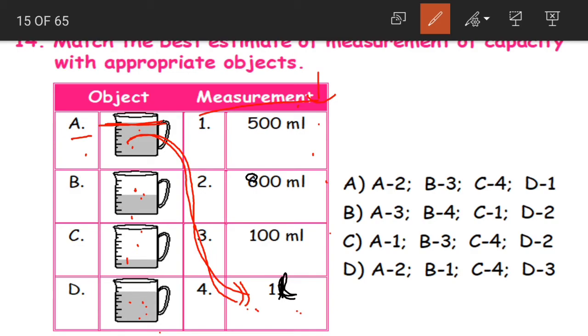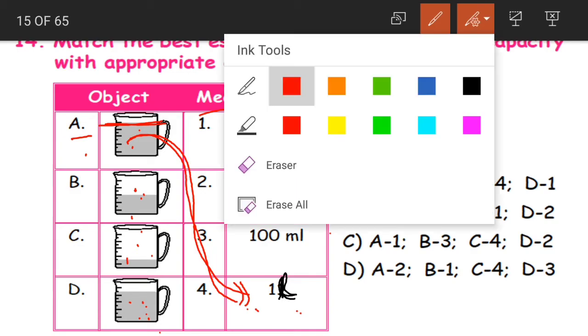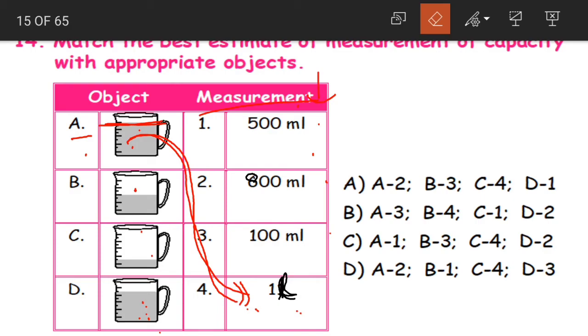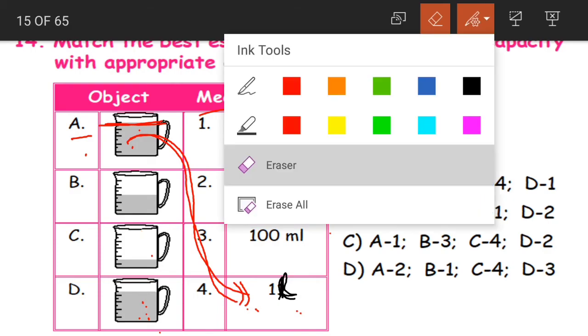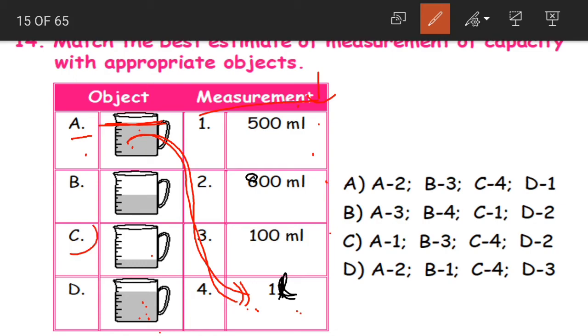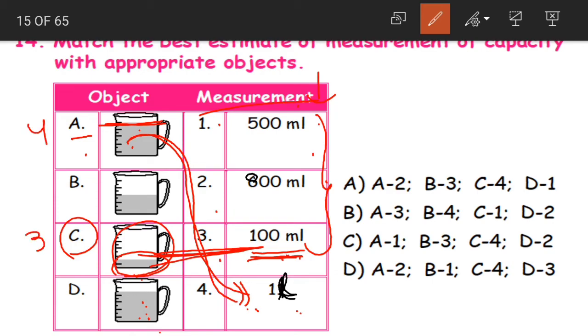Now again from option B, C and D, which is the least one? Which jug is having the least liquid? The jug in option C is having the least liquid. So from the given options 1, 2 and 3, which is the least measurement? Option 3, 100 ml is the least measurement. So we'll join these two. Yes, the measuring jug in option C is having a measurement of 100 milliliters. So A is 4 here, C is equal to 3.